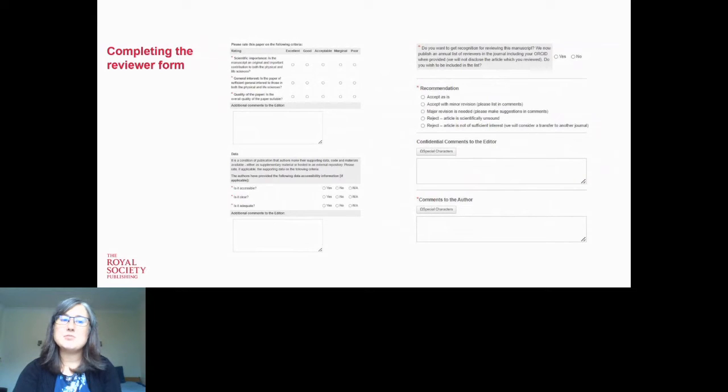Screenshots of part of the interface review form are shown on this slide. This is the place to provide your comments to the authors, a decision recommendation, confidential comments to the editors, and any other information required. For example, comments about data accessibility. If you have any difficulty accessing the review form through the online submission system, you should email the journal office.